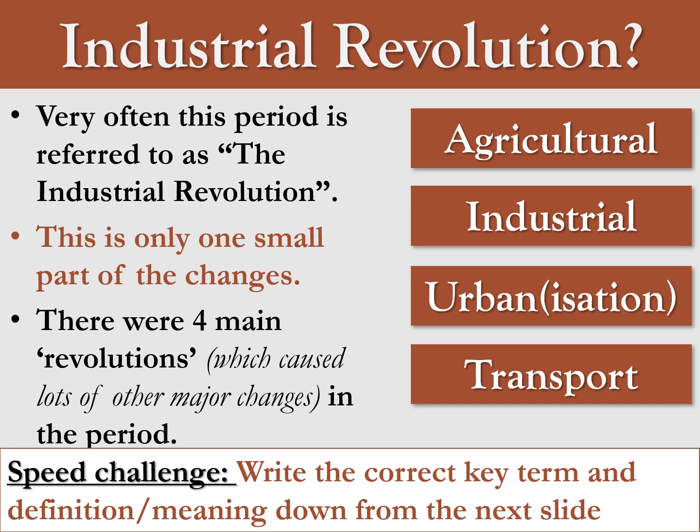Now, typically, when you talk to people about this period, it's often referred to as the period of the Industrial Revolution. And while this was a massive part of the period, this was only one small part of the many changes that happened throughout that period. There are actually 4 main revolutions that happen in Britain, and these have knock-on effects in lots of other areas. So we're going to look at the Industrial Revolution, Agricultural Revolution, Urban Revolution and the Transport Revolution.